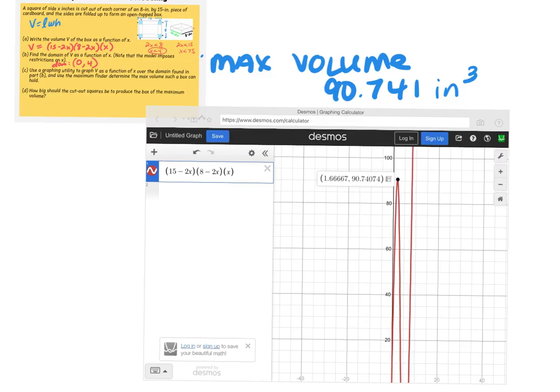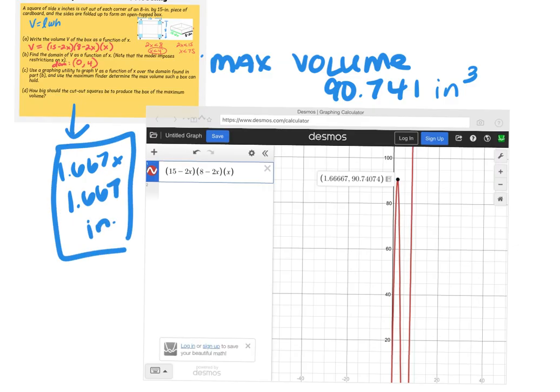And then part D says, how big should the cutout squares be to produce the box of the maximum volume? Well, we just said the x value has to be 1.667 by 1.667. And this one's in inches. So if it asks for how long does the side have to be, it's just one of those. It could say, what's the area of the square? You'd have to multiply them together, okay? But your x value should be 1.667 to maximize that volume.